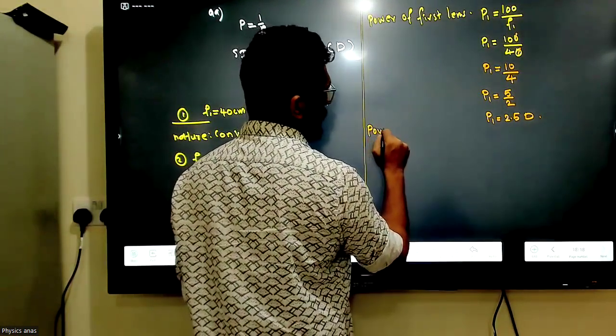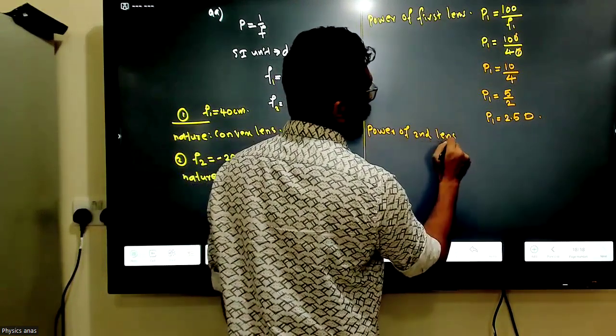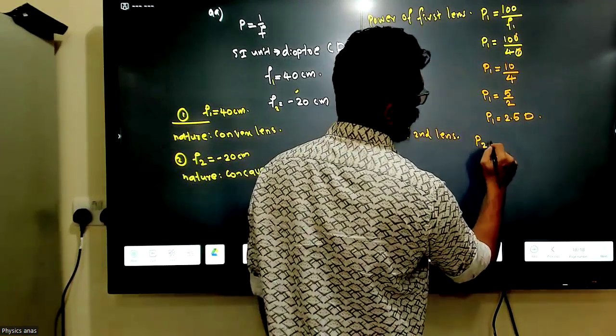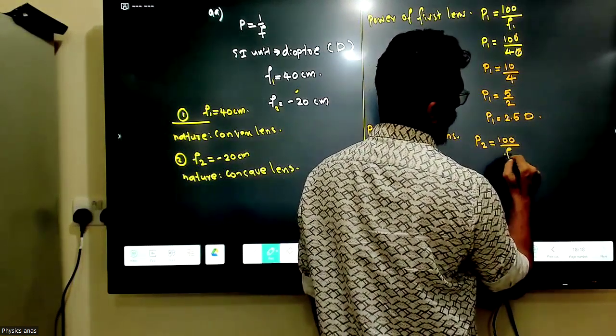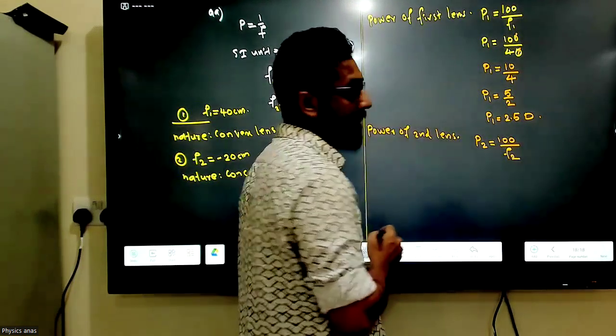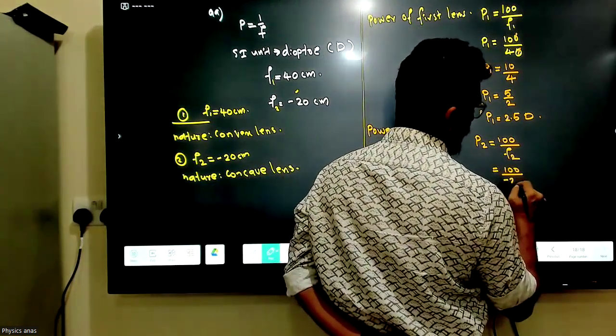Now the power of the second lens. What is the power of the second lens? P2. What is the equation for P2? That is 100 divided by f2. And what is f2? 100 divided by minus 20.